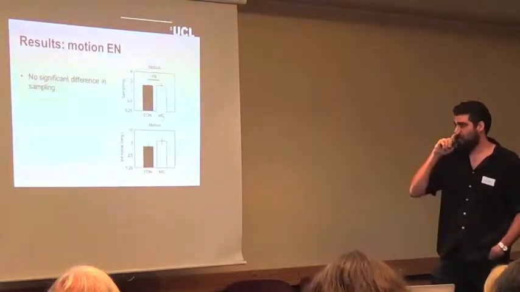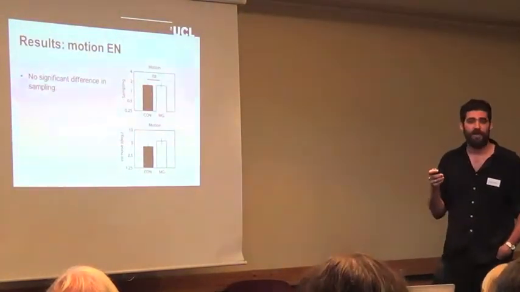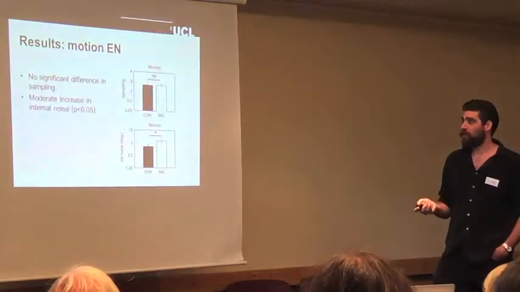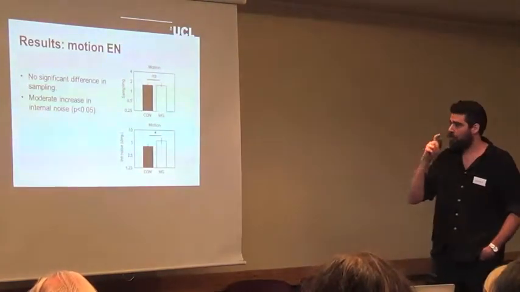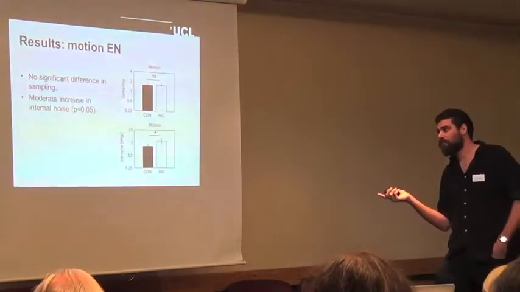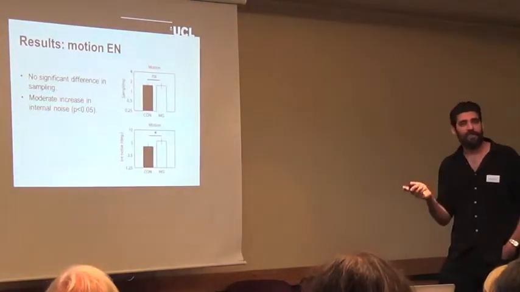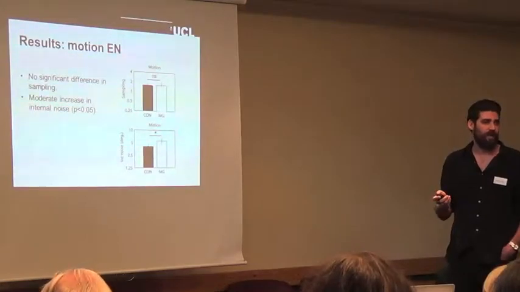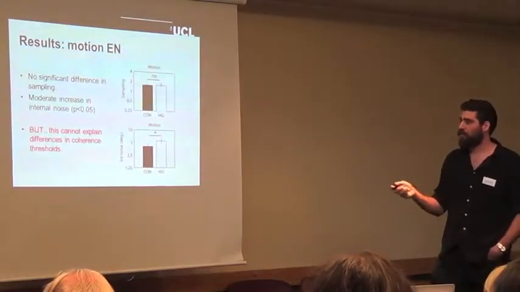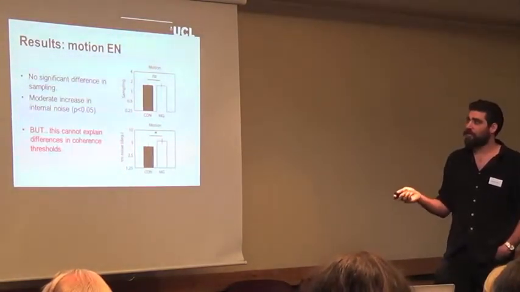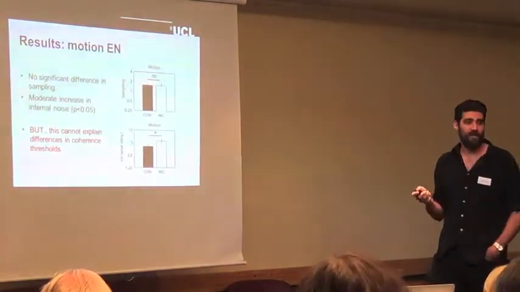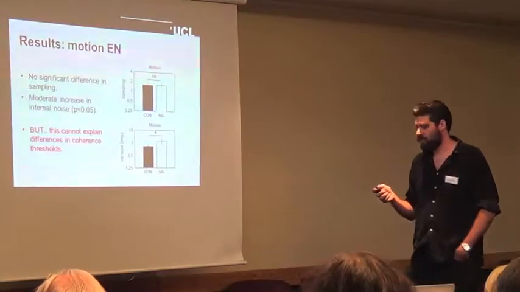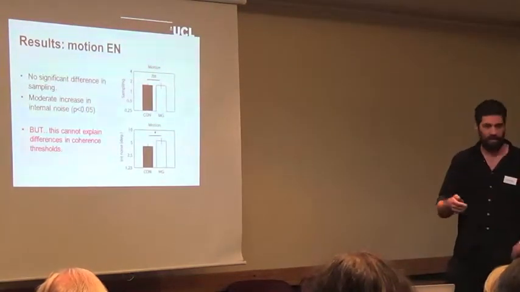And these are the results we found with respect to internal noise. Now there's a small elevation in internal noise, and it's just under significance. If you correct for multiple comparisons, it disappears, but basically there's a small elevation in internal noise. But critically, what I'm hopefully going to show you now is that this difference in internal noise cannot be driving the difference in coherence thresholds that have been shown by others and by us in migraine.